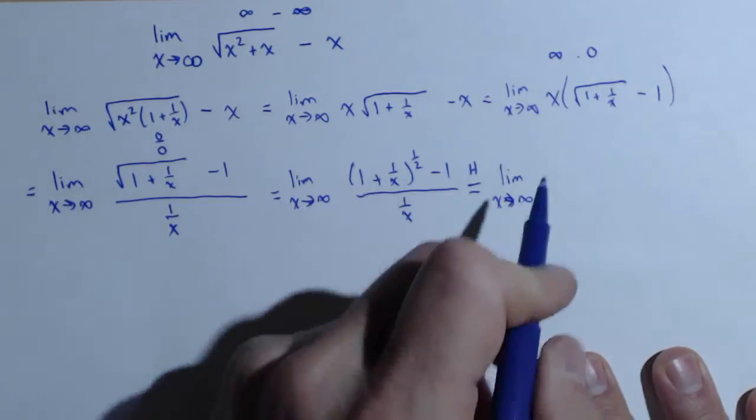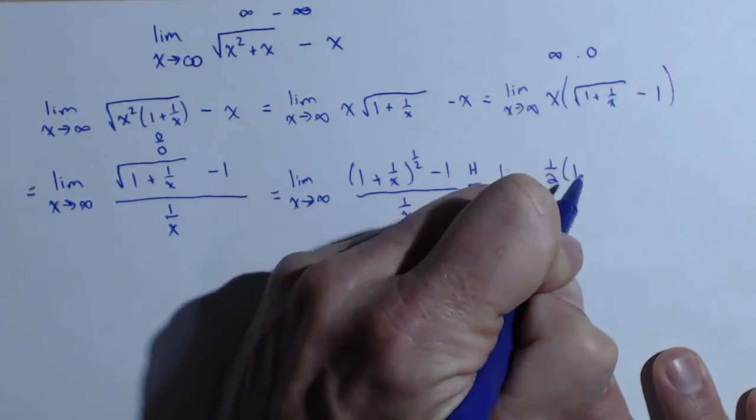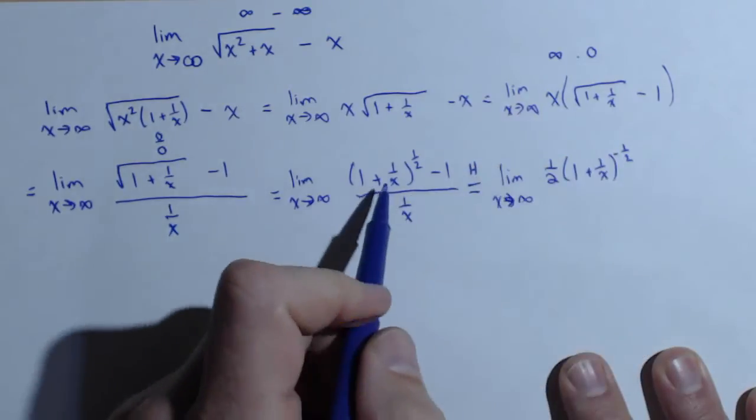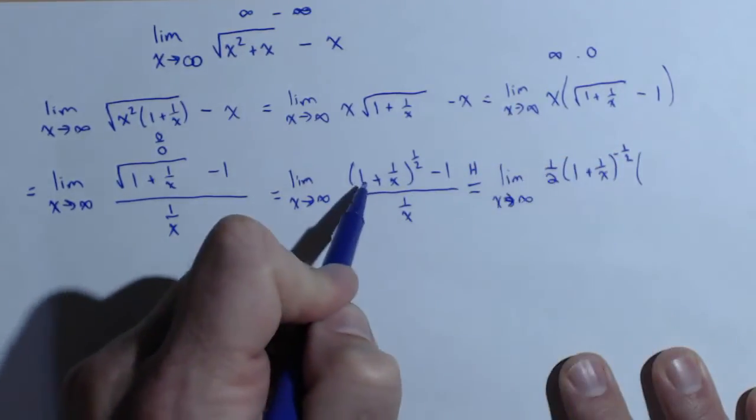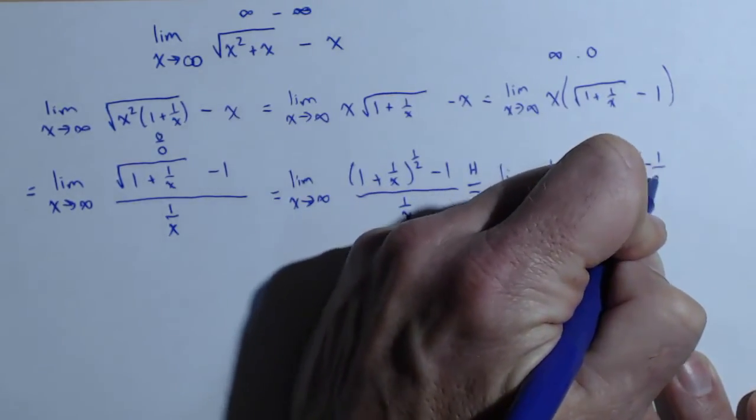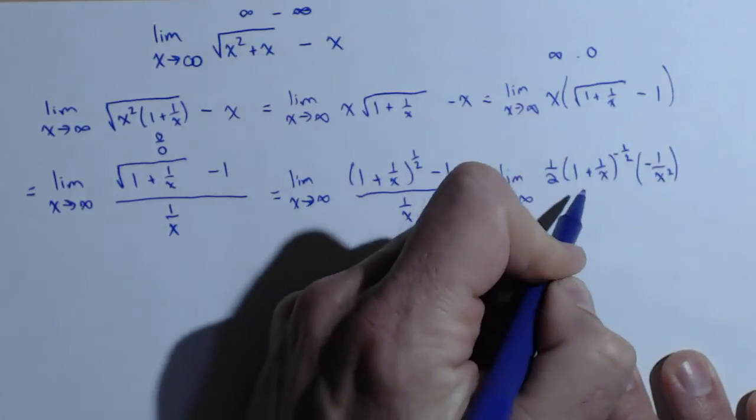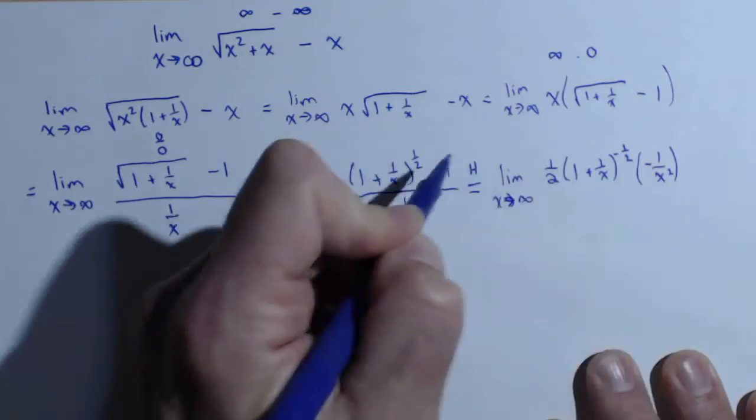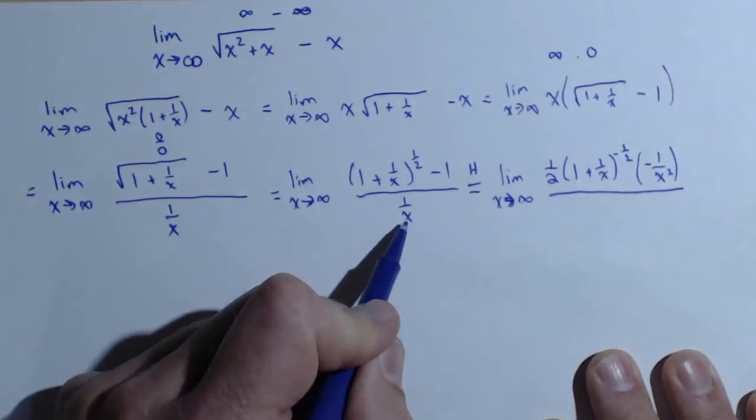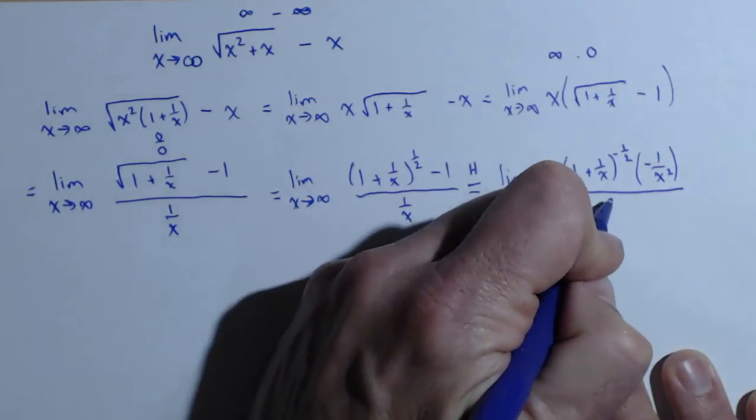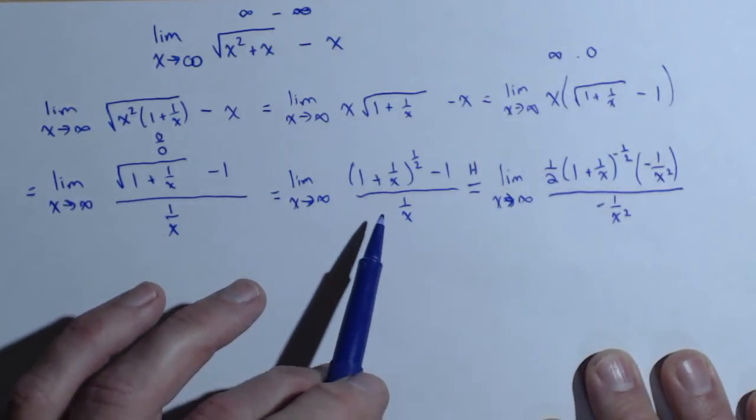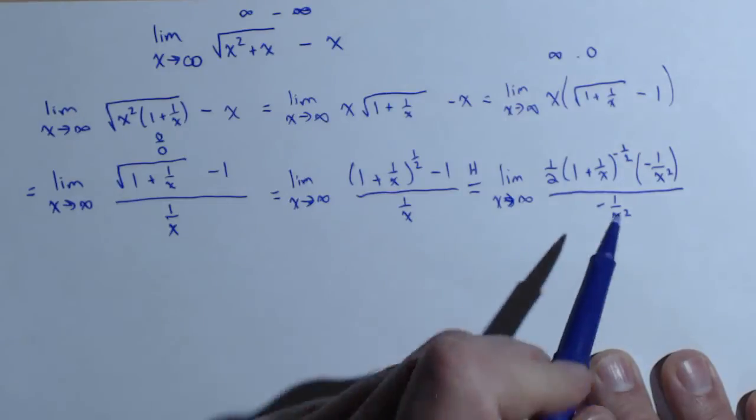The numerator is going to be a chain rule here. So we're going to have 1/2 times, leave the inside alone, 1 plus 1 over x to the negative 1/2, times the derivative of the inside. The derivative of 1 is 0. The derivative of 1 over x is negative 1 over x squared. So that's just the derivative of 1 over x there. The derivative of 1 is 0, so I can leave that off. The derivative of 1 over x, as we just said, is negative 1 over x squared. If you need to review that, remember we rewrite it as x to the negative 1 and apply the power rule. Well, look at what's going to happen now.